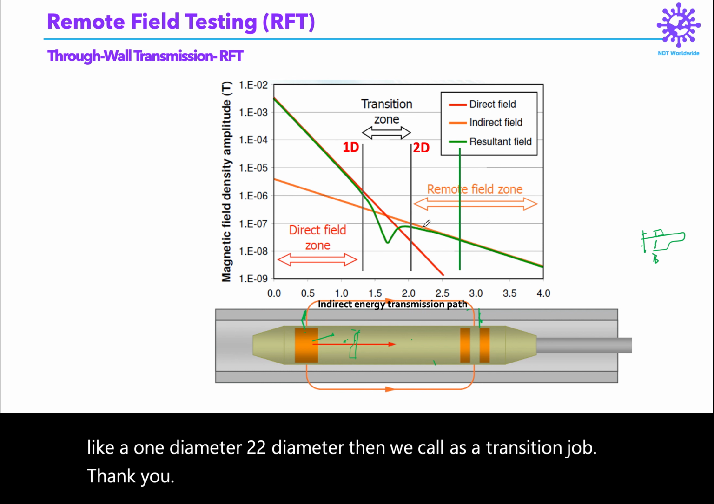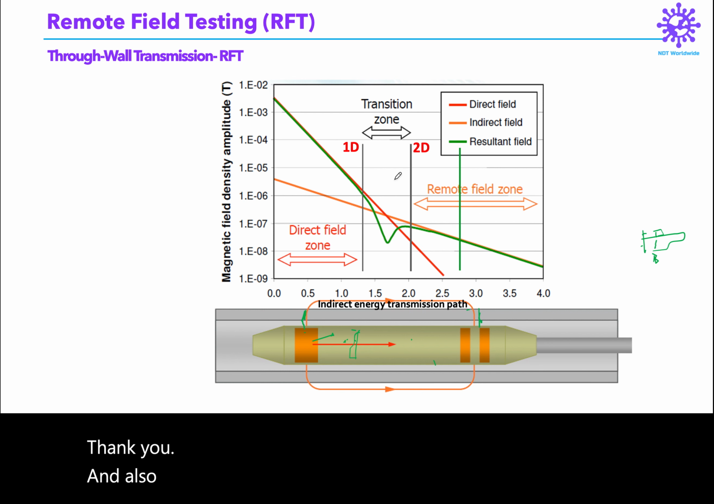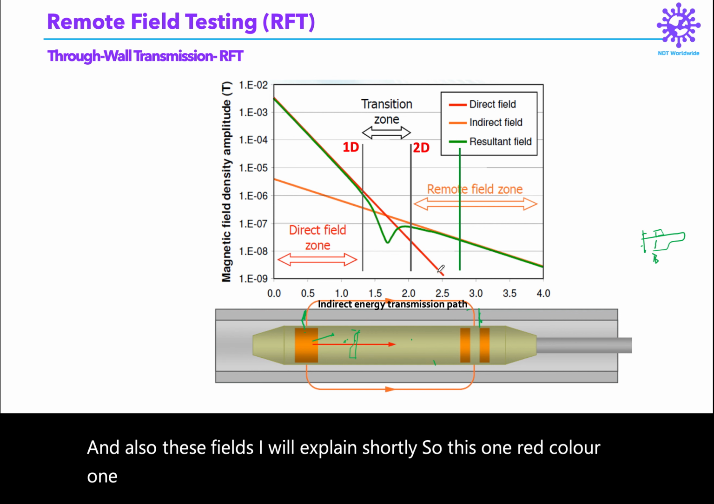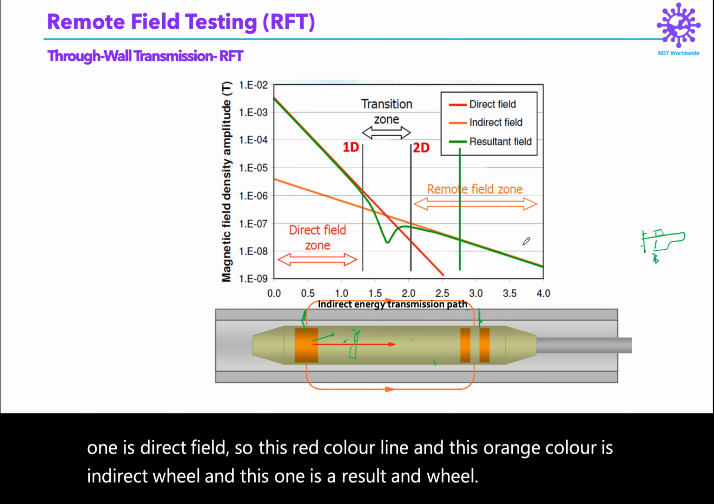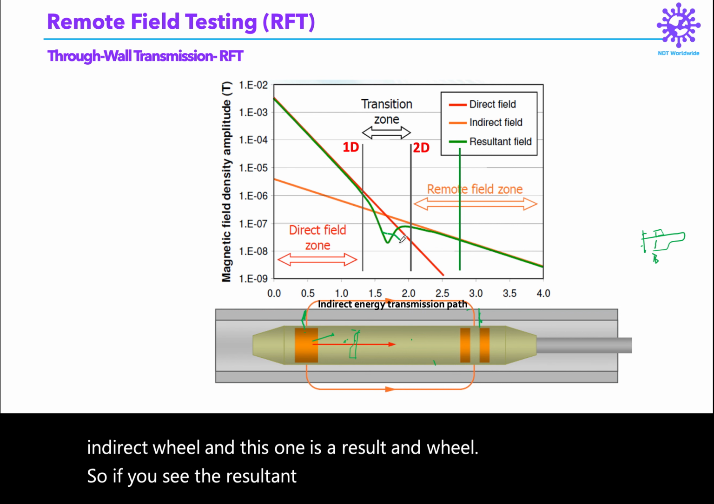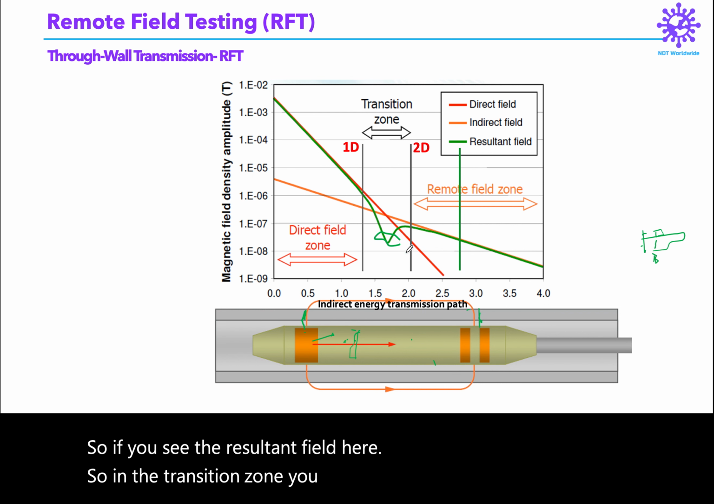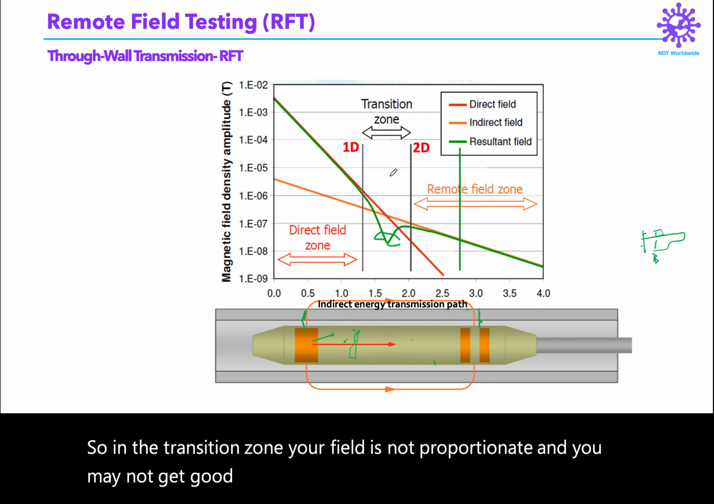And these fields I will explain shortly. This red line is the direct field, this orange one is the indirect field, and this one is the resultant field. If you see the resultant field here, in the transition zone it is not proportionate, and you may not get good results with this information.